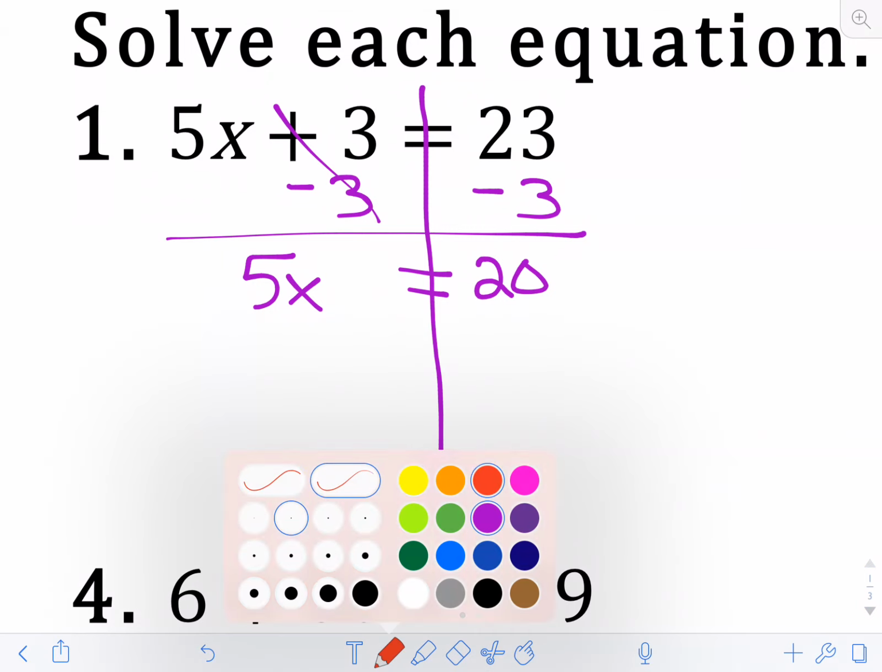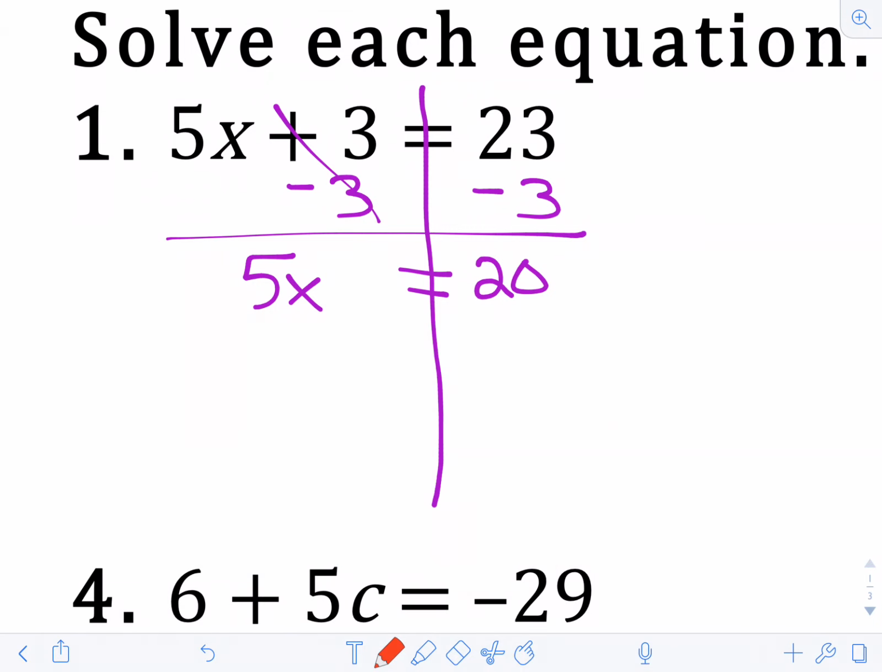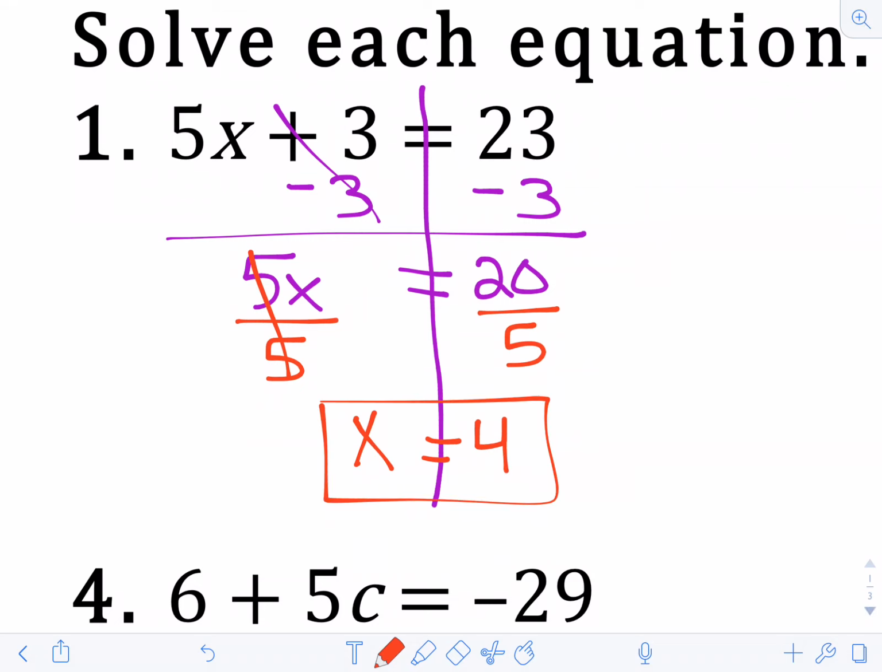The last thing I have to do is get x by itself. This is 5 times x, and the opposite of multiplication is division, so we divide both sides by 5. 5 divided by 5 is 1, so 1x is equivalent to 20 divided by 5, which is 4. To check your solution, use the calculator: type in 5 times 4 plus 3 and make sure that gives us 23. And it does.